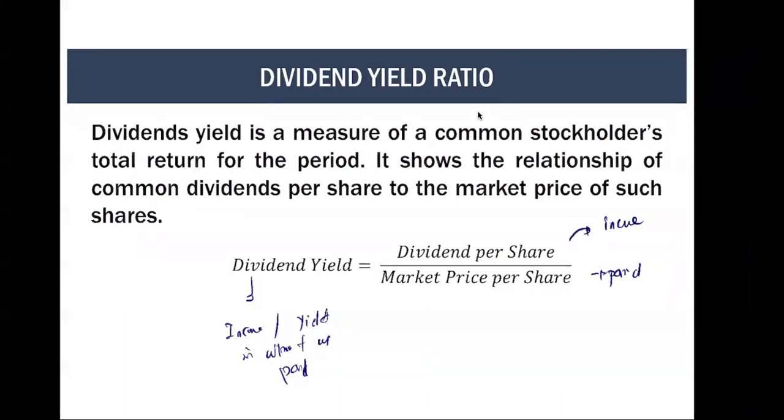So dividend yield is a measure of a common stockholder's return for the period. As we said, return, income, or yield. It shows the relationship of common dividends per share to the market price. So dividend per share divided by market price is dividend yield. How much income or yield or return did we get out of what we paid? The market price is what we paid. The dividend per share is the income on what you paid.